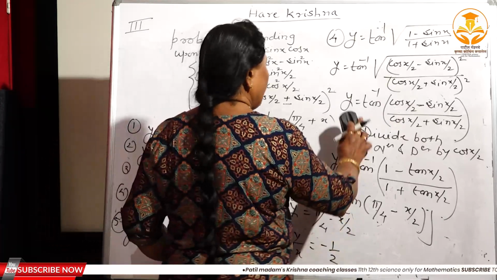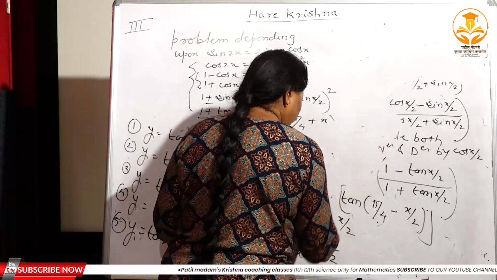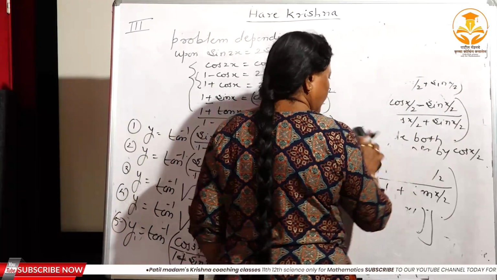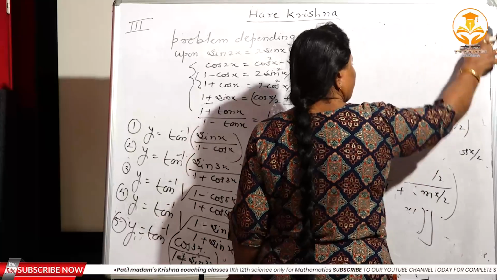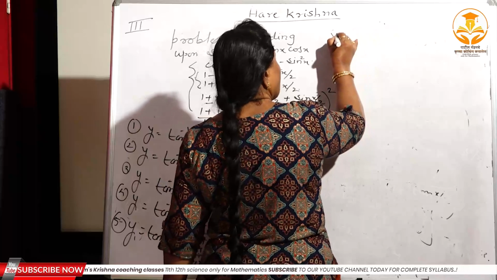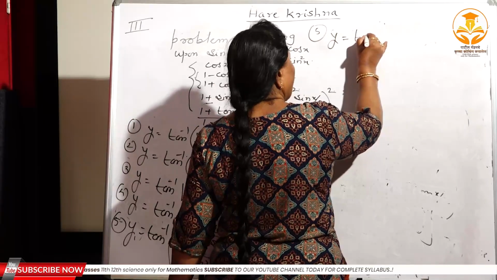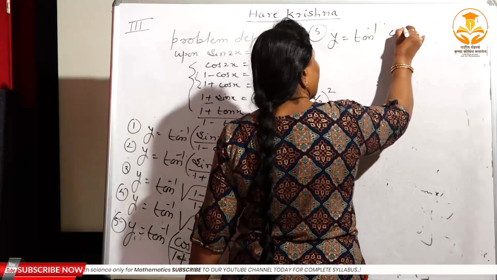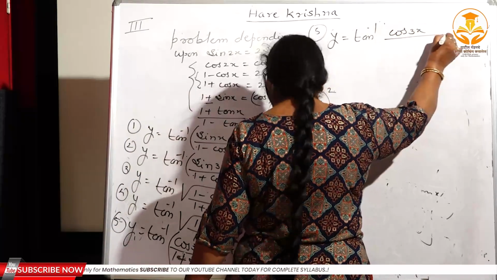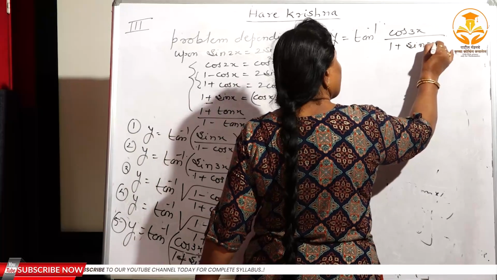Now the fifth one, see. Fifth. That is y is equal to tan inverse of cos 3x divided by 1 plus sin 3x. See this one.